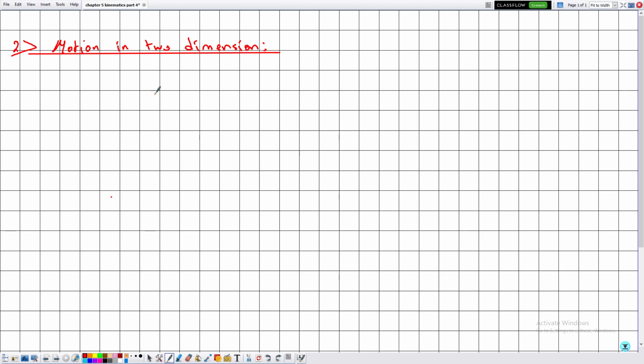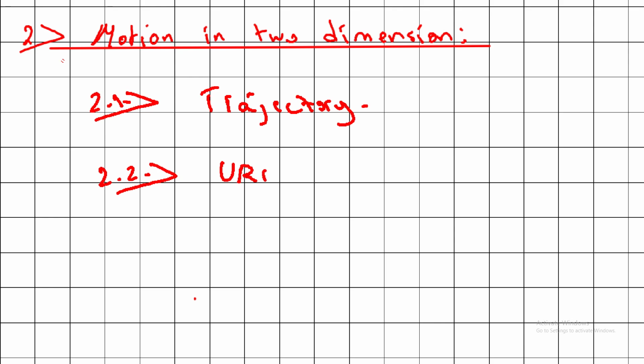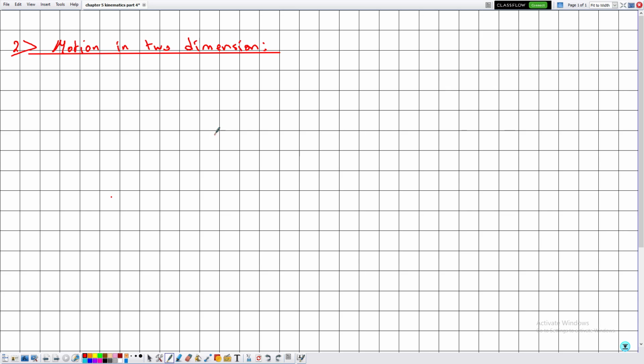Recall that the first subsection of this section was 2.1, the trajectory, and subsection 2.2, which is supposed to be explained now, is URM and UVRM in 2 dimensions. Before I get into subsection 2.2, let me recall the following.